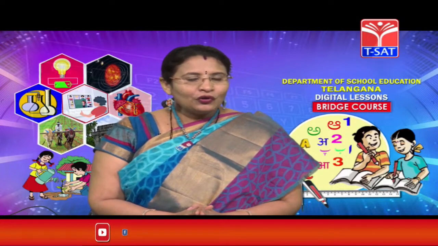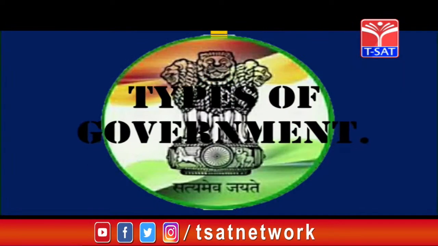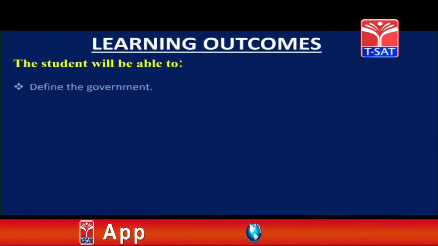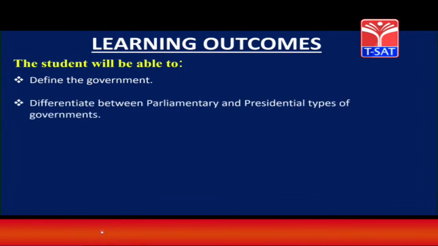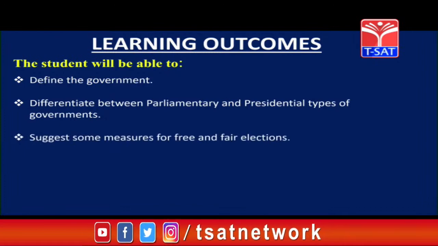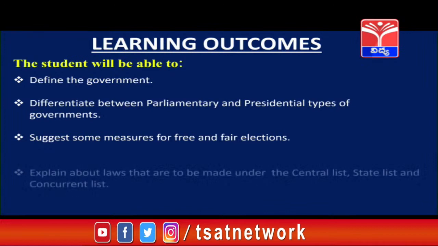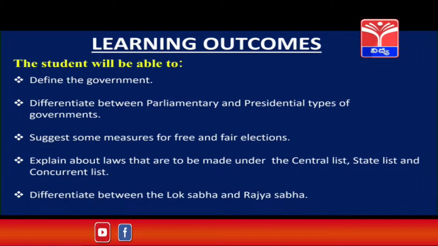So children, do you know we have different types of government, and today I will be teaching you about these types of government. At the end of this topic, you will be able to define the government, differentiate between parliamentary and presidential types of governments. You will be able to suggest some measures for free and fair elections. You will be able to explain about the laws that are to be made under the central list, state list and concurrent list, and you will be able to differentiate between the Lok Sabha and Rajya Sabha.